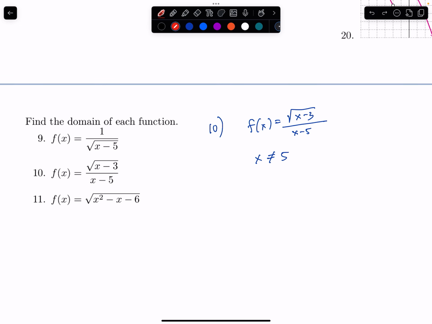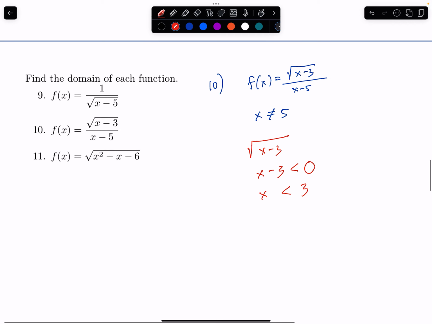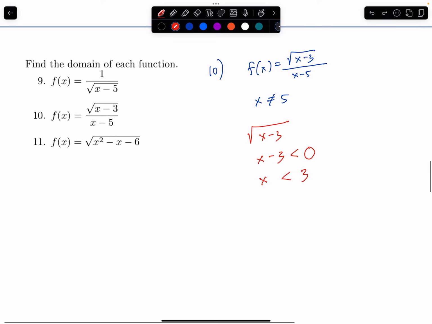What about the top? Well, I have the square root of x minus 3. And this one cannot be less than, as I'm writing, I'm thinking maybe I should do this in the positive sense. I'm going to stick to the same. So it cannot be less than 0, right? I'm sorry, I mean, x minus 3 cannot be less than 0, or I have a square root of a negative. So that means x cannot be less than 3. So this would be outside of my domain.